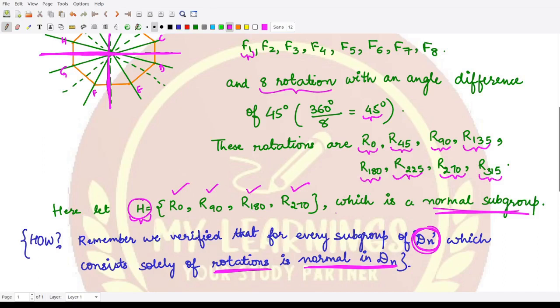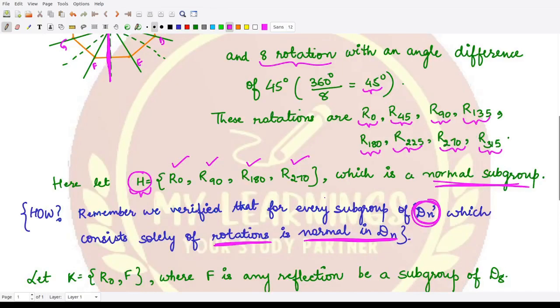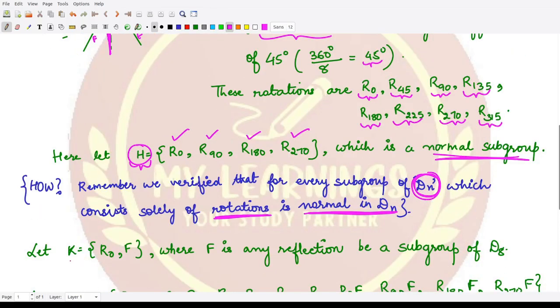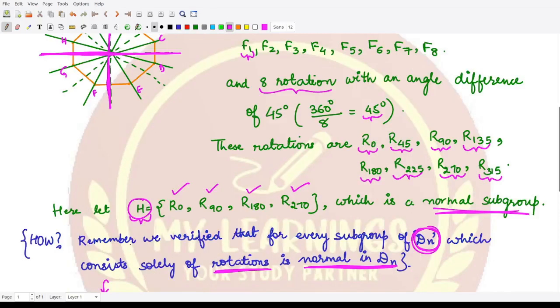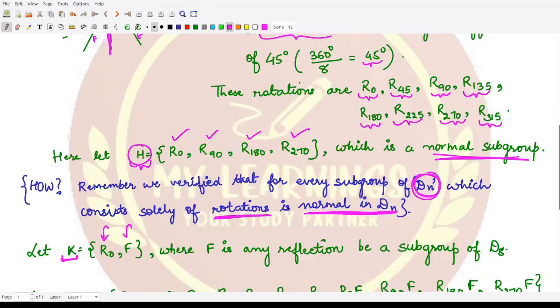Now we will make use of this normal subgroup in order to construct another subgroup. Let's now consider another subgroup. Let's call it K. Let us consider that it has the identity element and any one of the reflections among F1 to F8. So let me just write down F in place of the reflection element here, because it could be anything from F1 to F8, right?